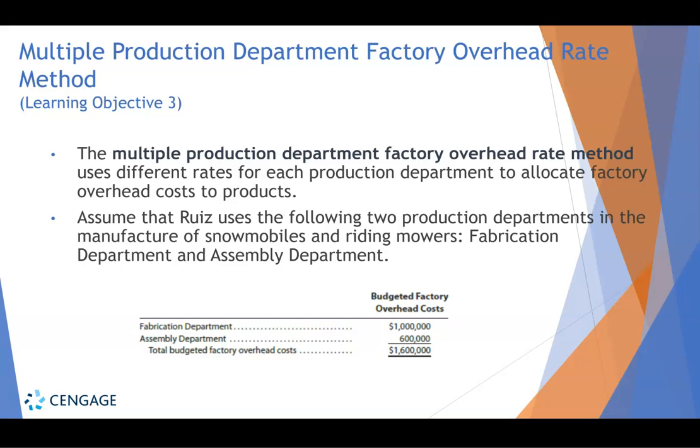So as shown here, the fabrication department incurs almost two-thirds more factory overhead than the assembly department. This is because the fabrication department has more machinery and equipment, and it uses more power. It has a lot more equipment depreciation and uses more factory supplies. So in this case, when we're using the multiple production department factory overhead, we'll use different rates for each of the production departments in order to allocate that factory overhead. So here, the fabrication department, you see, the budgeted overhead costs are $1 million, where with the assembly, they're $600,000.